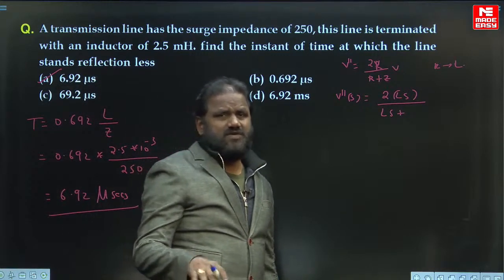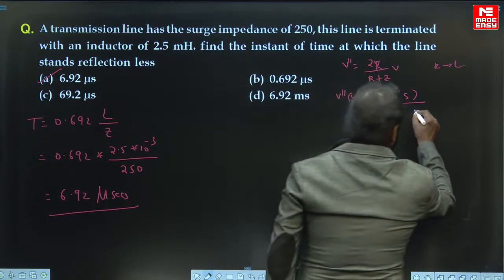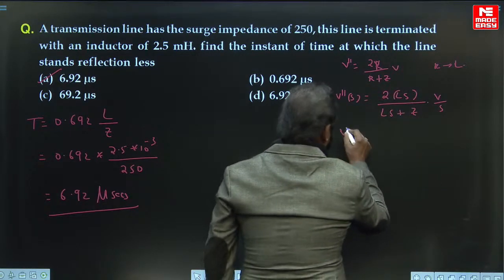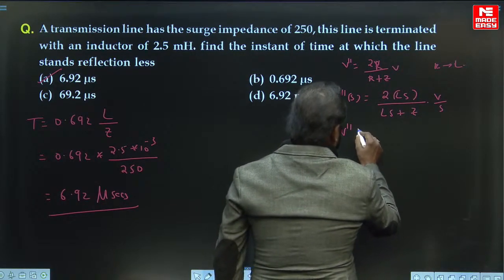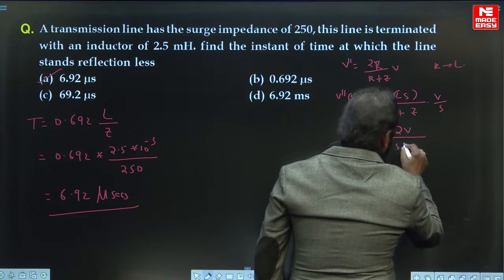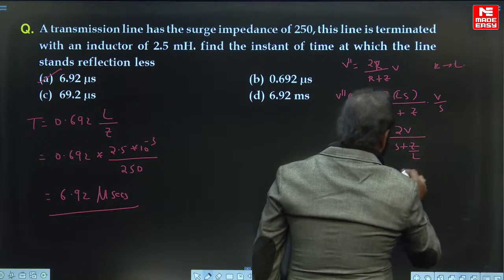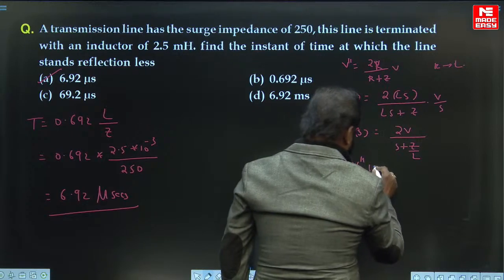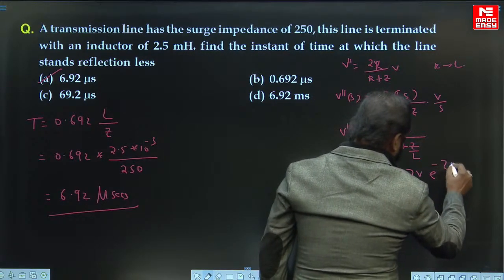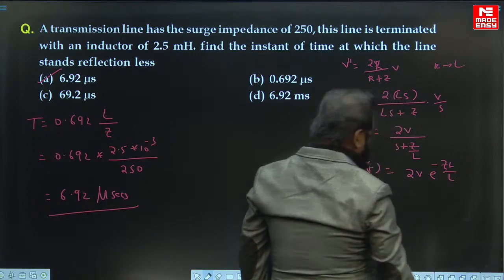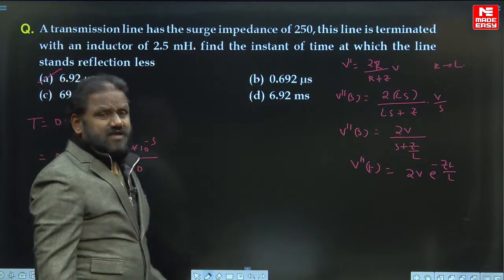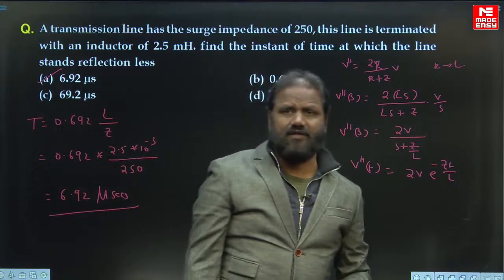So its Laplace transform remains the same. Z and V, the Laplace transform of V is V by S. Suppose you consider V double dash of S equals 2V by S plus Z by L. That means V double dash of T equals 2V into e power minus ZT by L. This is the response, the refracted voltage for the inductance. The line is terminated with the inductance.